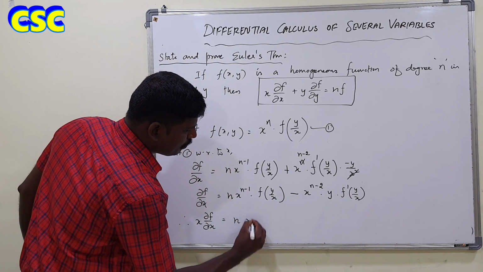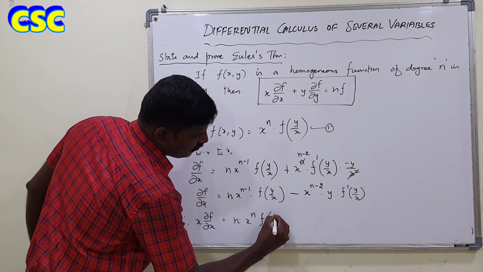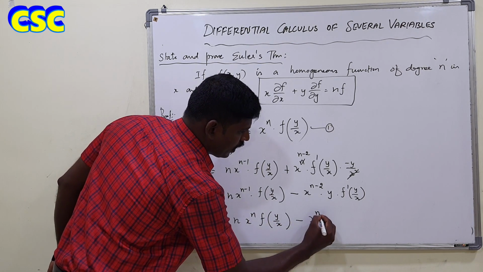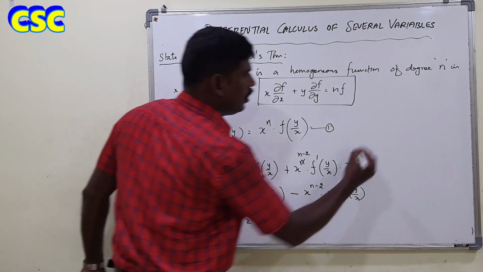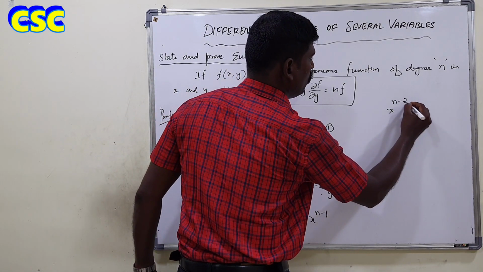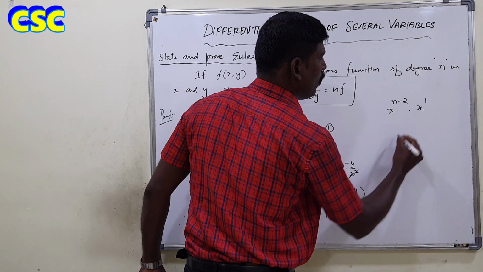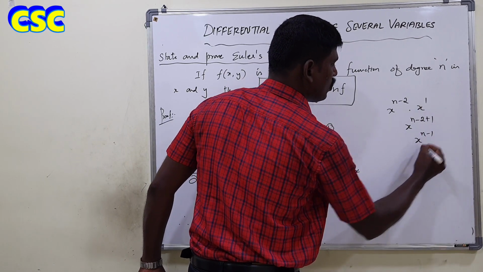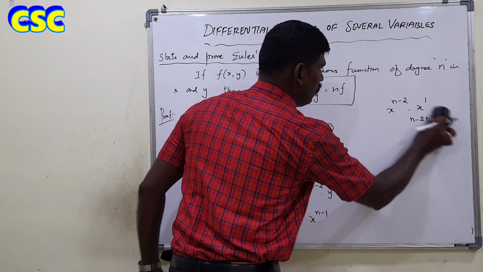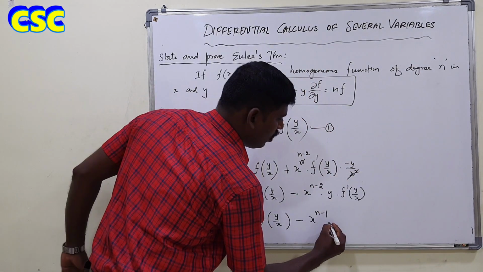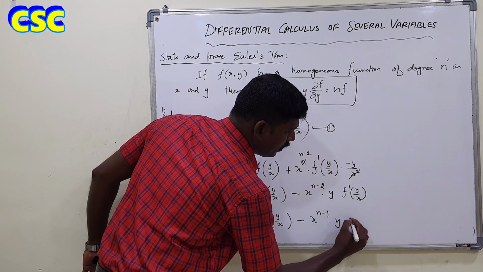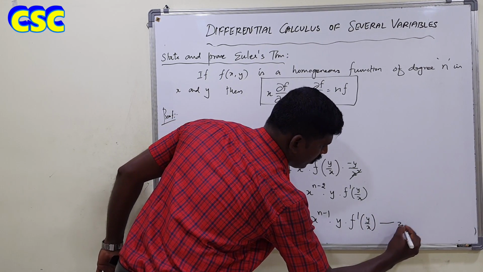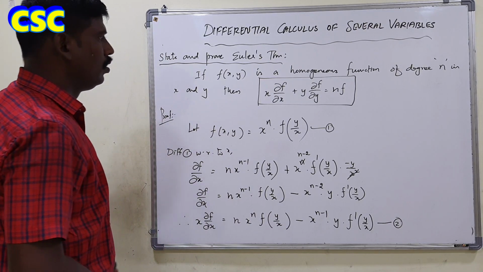n into x power n into f of y by x minus x to the power n minus 1, isn't it? x power n minus 2 into x, that means x power 1. So x to the power n minus 2 plus 1, so x to the power n minus 1, right? x to the power n minus 1 into y into f dash of y by x. I call it as equation number 2, right?